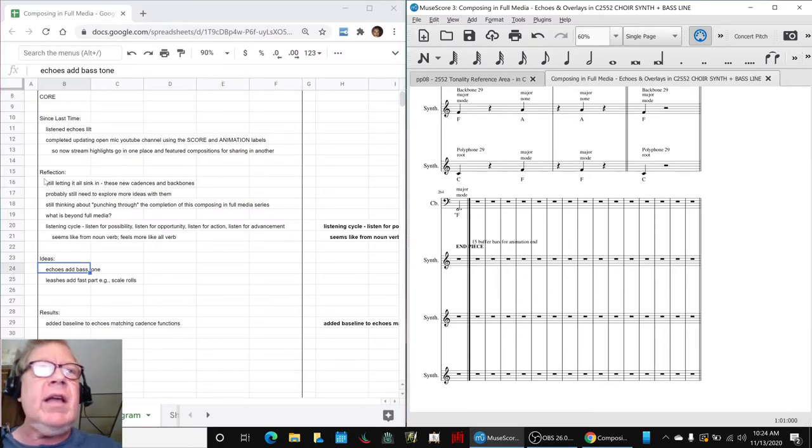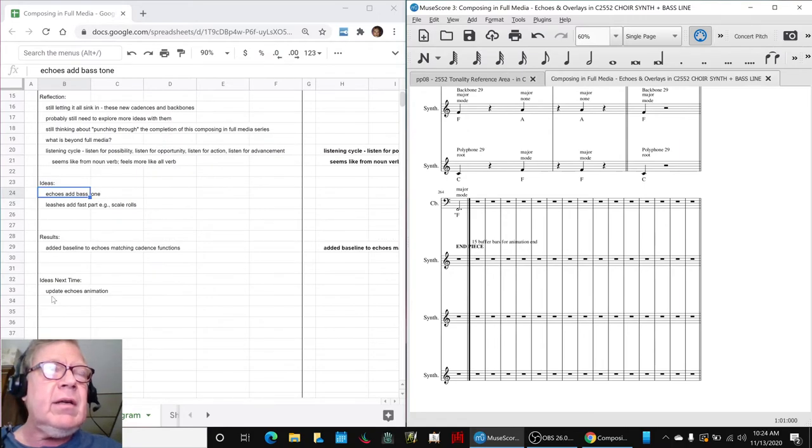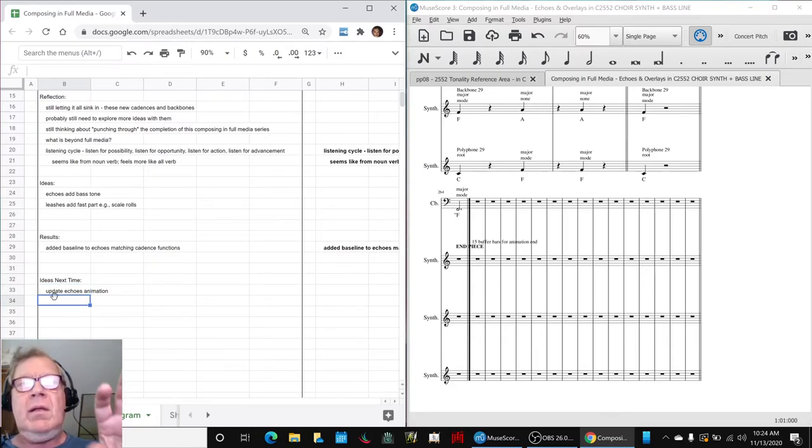So that ends today's stream. Ideas for next time are, we do have an echoes animation that we could update. There's a fourth white line area that we kind of punted and used an overall jiggly white star for. That could be replaced with the bass line.